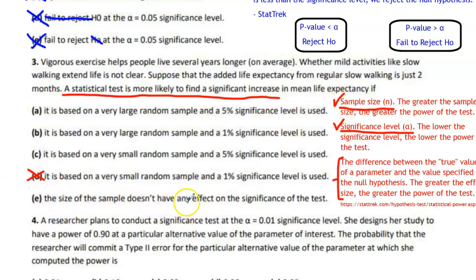The size of the sample doesn't have any effect on the significance test. Well, we can cut that out right away because it does have an effect. Doesn't have any effect? No way. And also very small random sample? No way. So now we're left with 2 choices, because here's another very small random sample. Remember, very small random samples, no good. So it's either going to be 1% or 5%. Again, it says here the lower the significance level, the lower the power. That means the greater the significance level, the greater the power. So between 1 and 5, I'm thinking that 5 is definitely bigger.